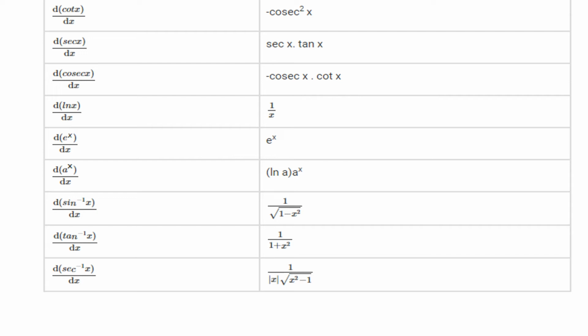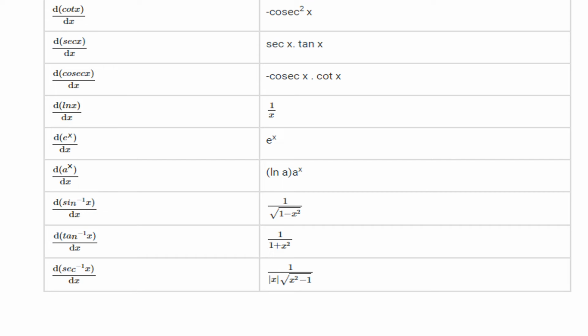d of cosec x by dx is equal to minus cosec x into cot x. d of ln x by dx is equal to 1 by x. d of e raised to x by dx is equal to e raised to x. d of a raised to x by dx is equal to log a into a raised to x.